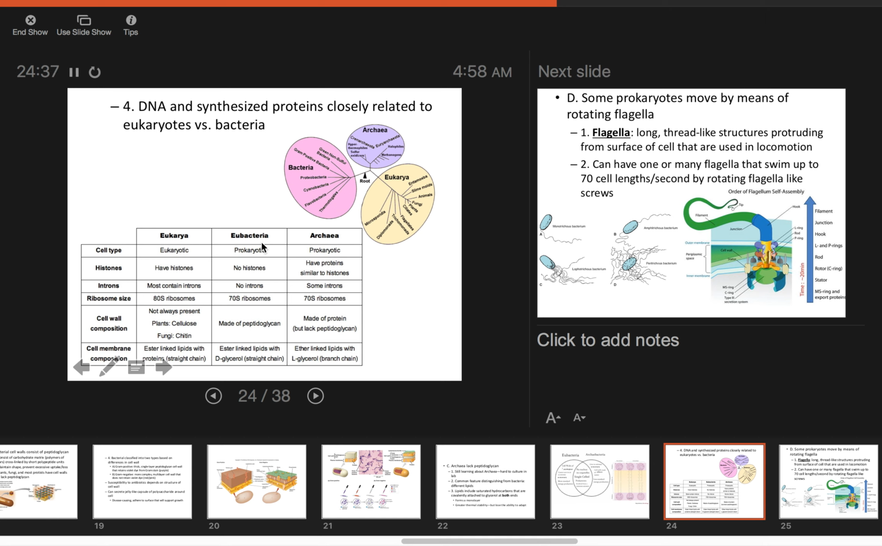Eubacteria, that's bacteria, so no histones, no introns. They do have the same ribosomes, and a cell wall made of peptidoglycan. We haven't really talked about ether-linked lipids yet, but we'll get there.